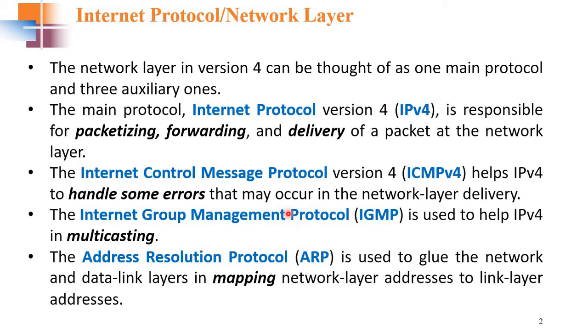The remaining three auxiliary ones are the Internet Control Message Protocol, in short ICMP, which is mainly used to handle the errors that occur in the network layer. Next is the Internet Group Management Protocol, in short IGMP, which is mainly used for delivering the multicasting of the packet from the sender side. The last one is the Address Resolution Protocol, which is mainly used for mapping the addresses in the network layer.